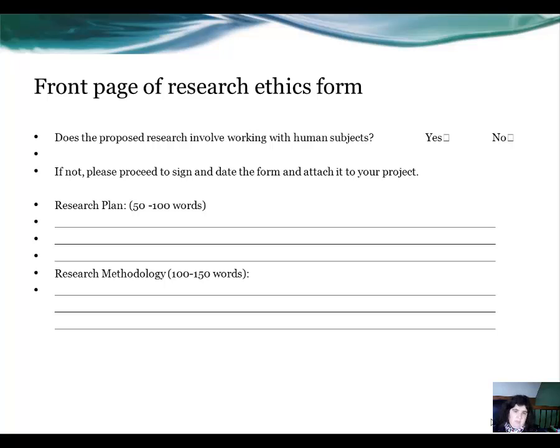The next section asks for a brief research plan. What is it that you are researching? How do you hope to achieve it? What's your time frame? What is the subject area? And that's to be done with a minimum of 50 words to 100 words maximum. Give some thought to this, because this is the first thing that is informing the panel about what your study is about. The research methodology requires 100 to 250 words.